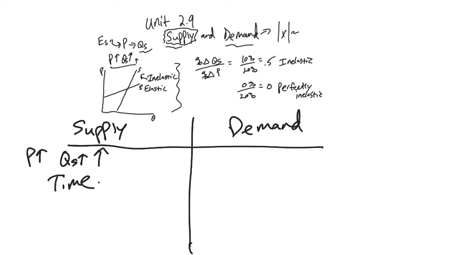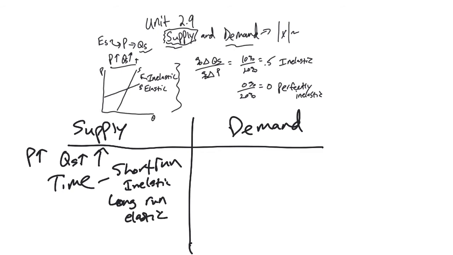So in the short run, I cannot change the quantity that I supply very much. So in the short run, the quantity supplied is very inelastic because I don't have a lot of time to react to a price change. But in the long run, I'm going to be able to change the quantity supplied a lot more. So it becomes more elastic in the long run.